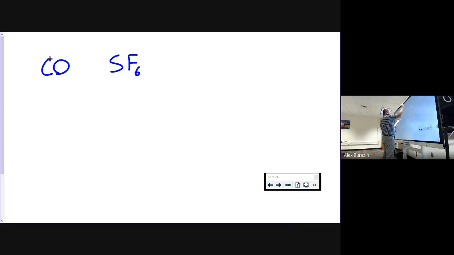All right, this is number 10 from the normal review sheet. And it says, if the following gases are all at the same temperature, which of these would have the fastest moving particles? Explain your answer. Our options are carbon monoxide, sulfur hexafluoride, carbon tetrafluoride, and neon.